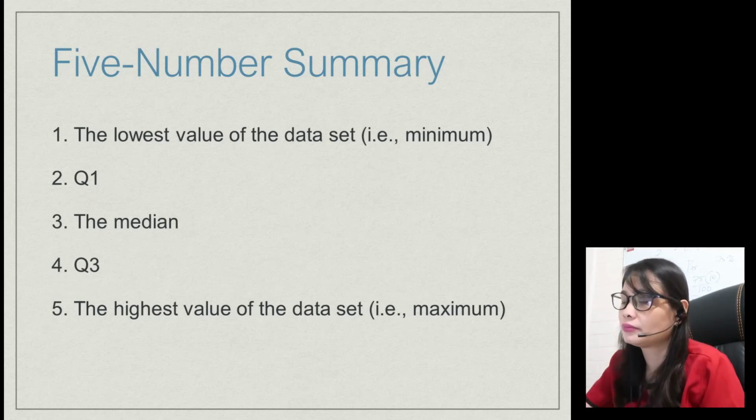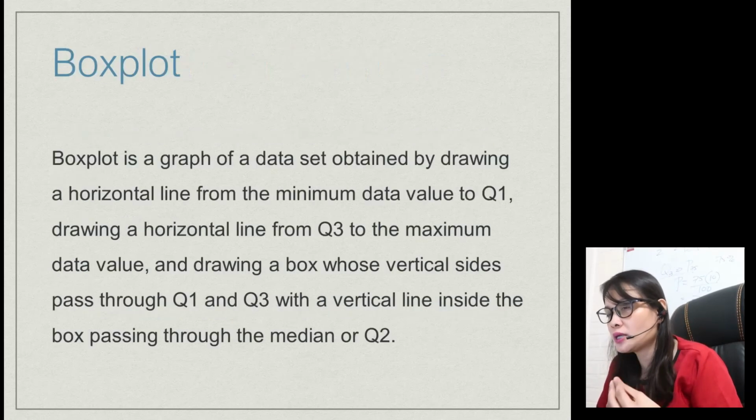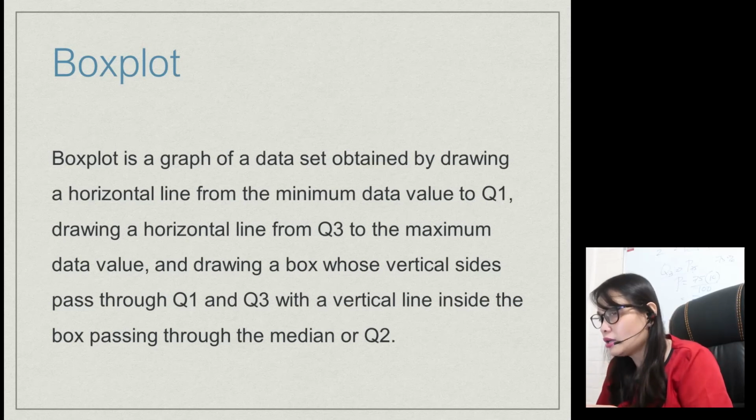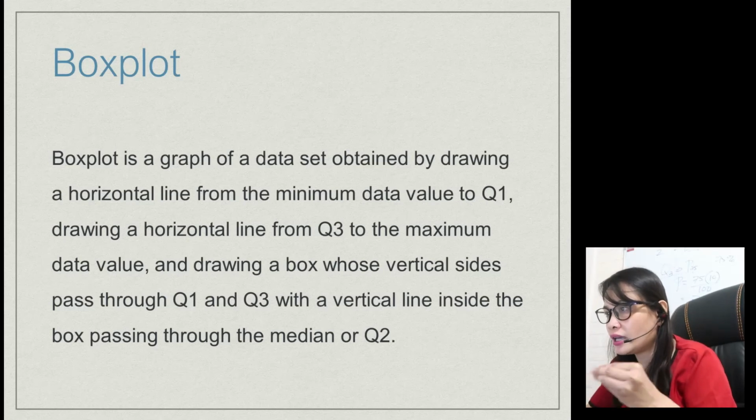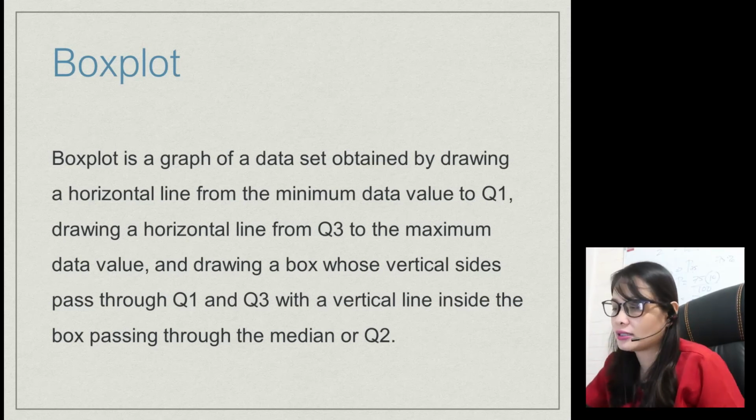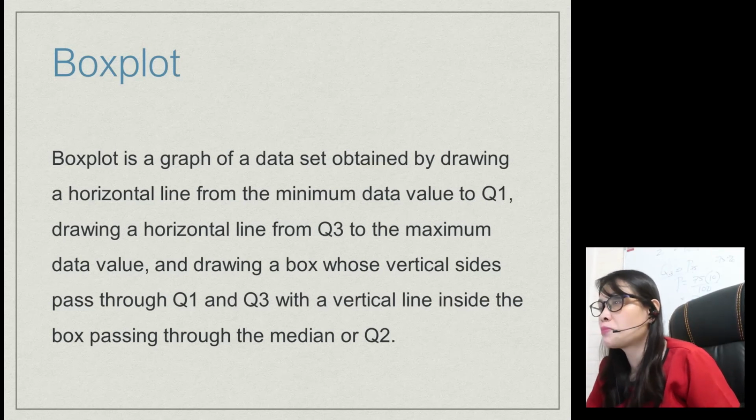Okay, so what is a boxplot? A boxplot is a graph of a data set obtained by drawing a horizontal line from the minimum data value to Q1, drawing a horizontal line from Q3 to the maximum data value, and drawing a box whose vertical sides pass through Q1 and Q3, with a vertical line inside the box passing through the median or Q2. Okay? We need the boxplot to determine if the given data is an outlier or not.